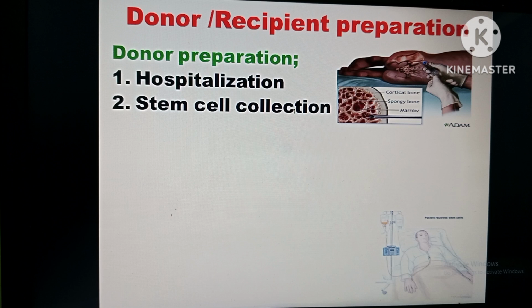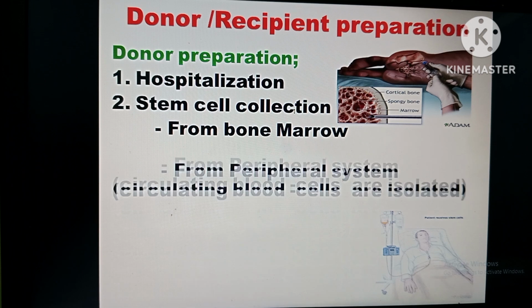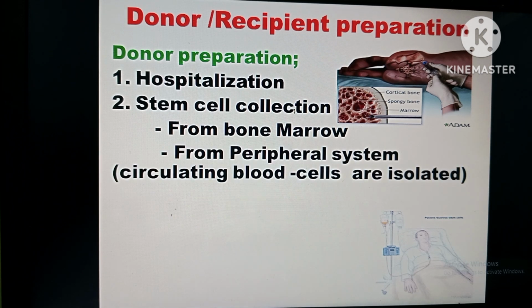So once everything is over, now the second part is stem cell collection. Stem cells, meaning immature cells, are collected from the bone marrow itself or from the peripheral system, meaning from the circulating blood. The blood is collected. From the blood, the stem cells are isolated, preserved, and transfused to the client if it is properly matching.